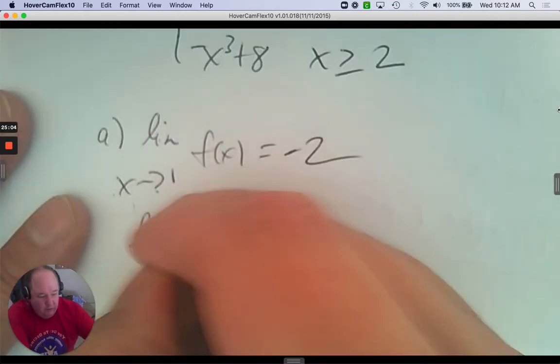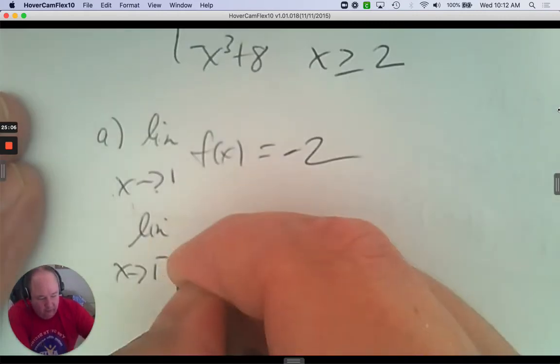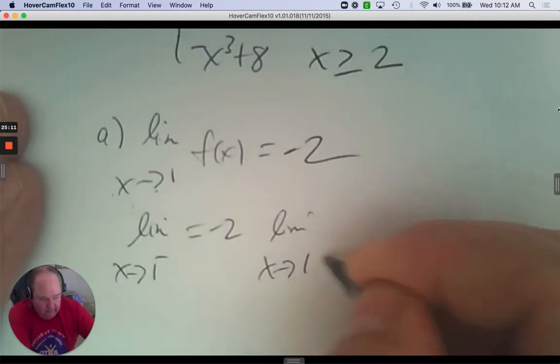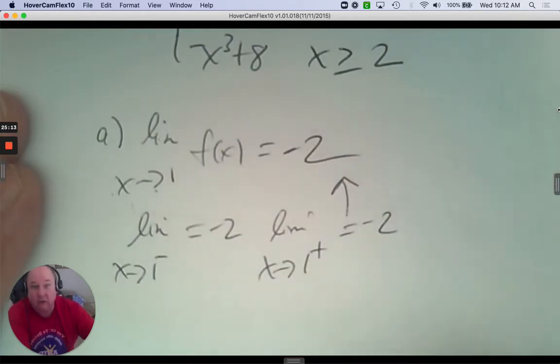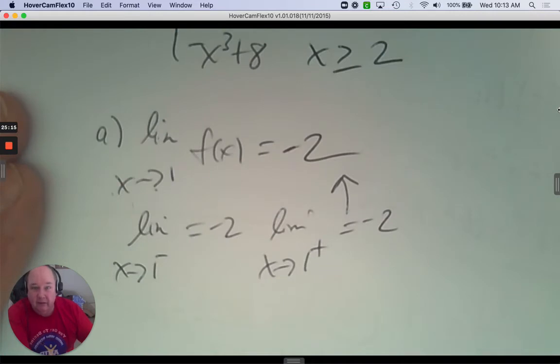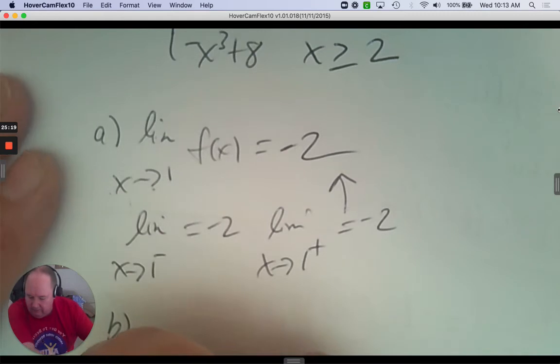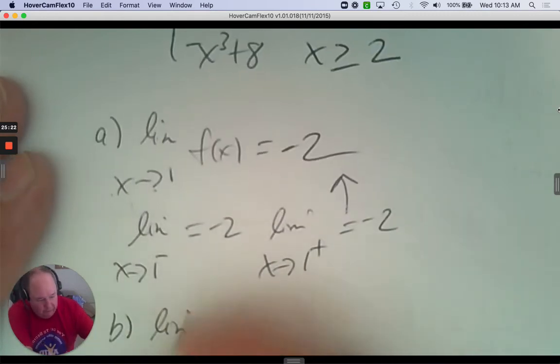And we can show it this way. It's good to show your work. So 1 from the left equals negative 2. 1 from the right equals negative 2. Therefore, the limit exists and the answer is negative 2. Part B. What does part B ask? The limit as x approaches 2.